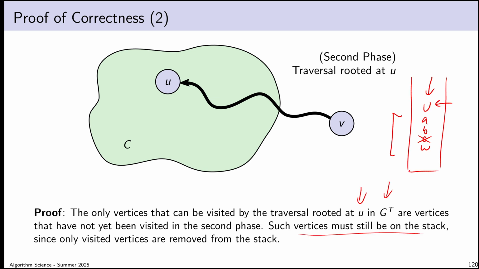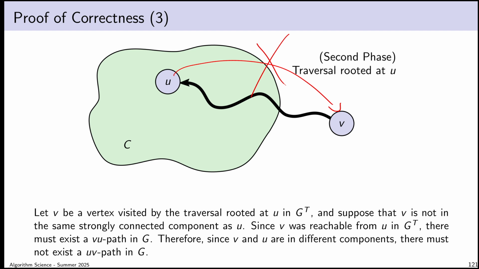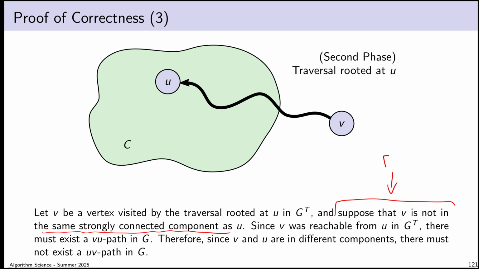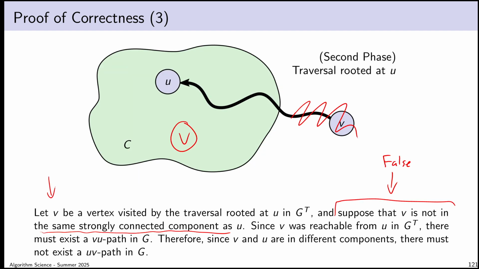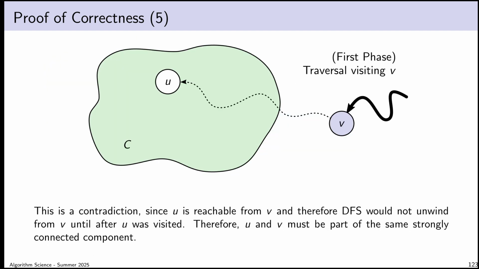And it turns out it's way back at the beginning of our proof. It is, let's see, right here. Suppose that vertex V is not in the same strongly connected component as vertex U. But we tried that, and if we make that assumption, then something impossible happens. We get a contradiction. Therefore, this has to be false. This can never occur, which means that if vertex V is a vertex visited by the traversal rooted at vertex U, then vertex V must be in the same component as vertex U. And that is what we are trying to prove with theorem C, that every vertex I visit in the traversal is in the same component as vertex U. So by contradiction, we have shown that to be the case.